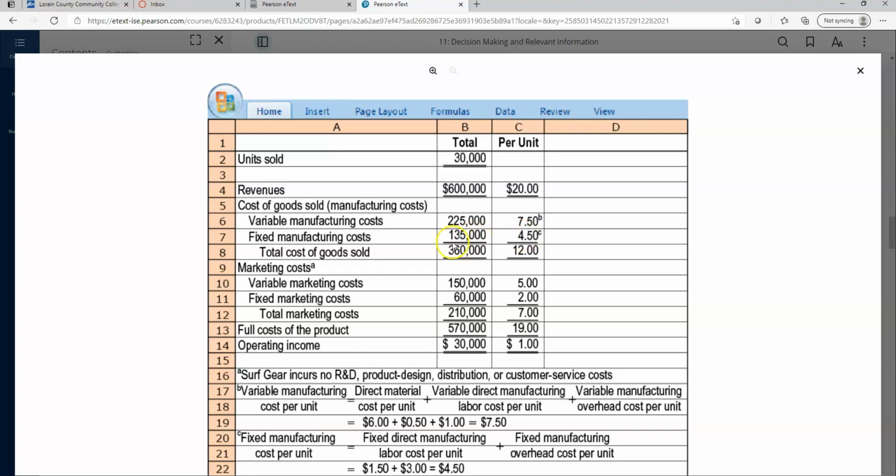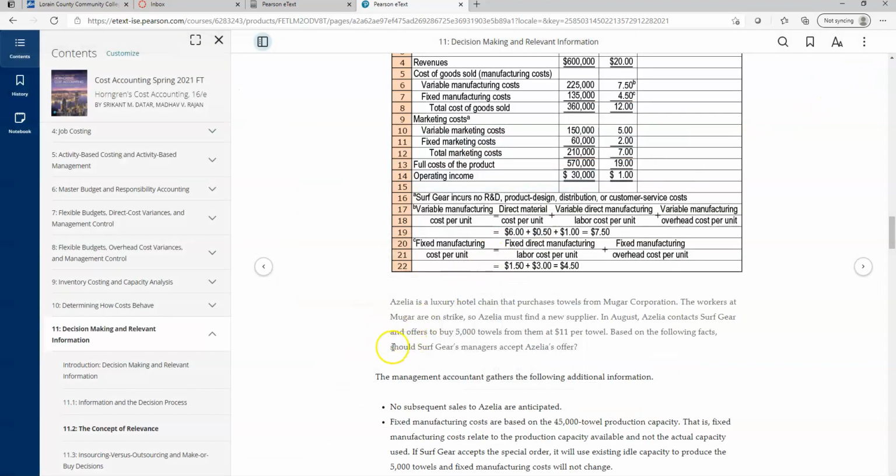Remember, with fixed manufacturing costs, the total is not going to change. So the cost on a per unit basis is going to be irrelevant in making a one-time special order for Azalea. So this $450 is irrelevant on a per unit basis. We're told we're not going to incur any marketing costs, so all of these right here are irrelevant. So the only relevant information in this situation is the $7.50 it takes for variable manufacturing costs.